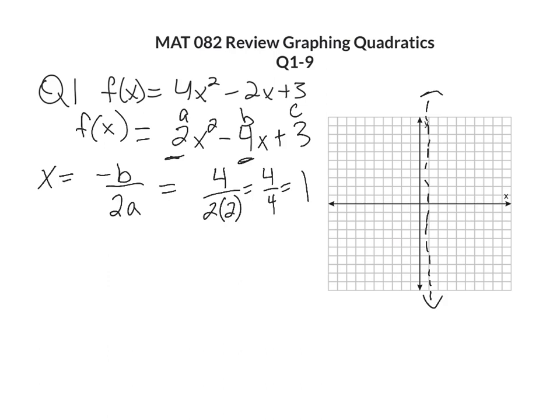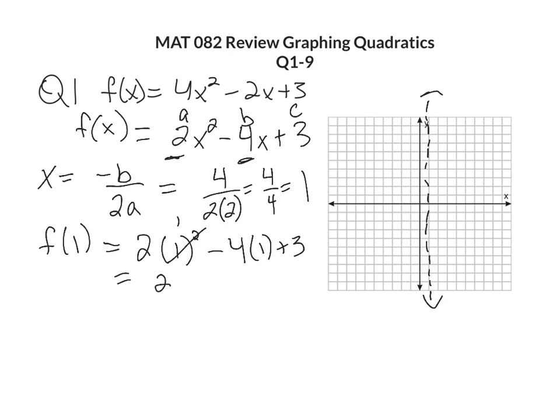In order to find the vertex, we know the vertex is going to be on the axis of symmetry. So we take that x equals 1 and we plug it into the function. So this f of 1, that's function notation, just meaning I'm plugging in 1 anywhere I see x. One squared is 1, and then 2 times 1 is 2. Negative 4 times 1 is negative 4 plus 3.